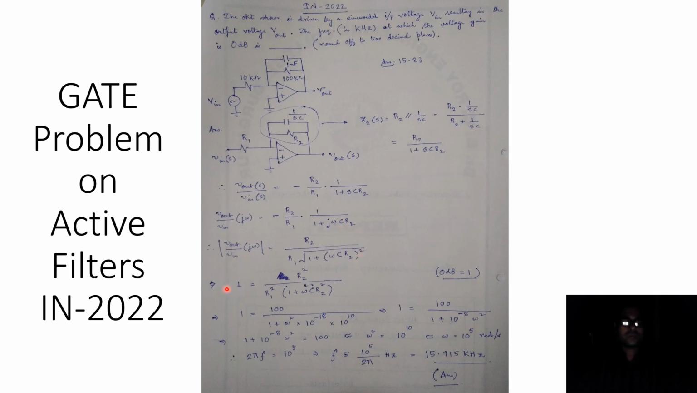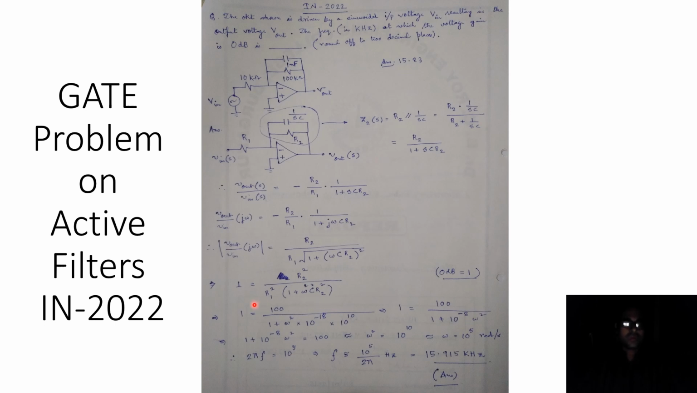And then proceeding forward, in the question it is mentioned that the voltage gain is 0 dB, and we know that 0 dB corresponds to the numeric value 1. And so if we take a square on both sides of this expression, then we can write 1 is equal to R2 square divided by R1 square multiplied by 1 plus omega square R2 square C square.